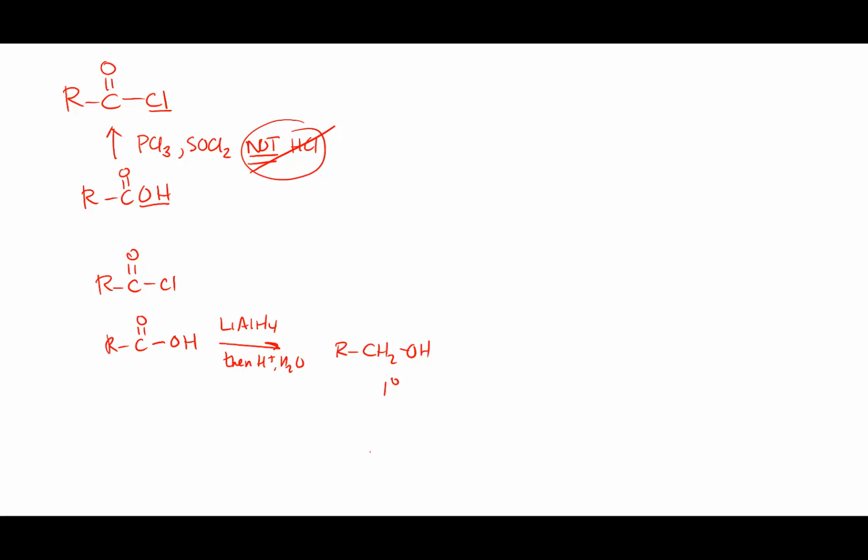On the other hand, lithium aluminum hydride and then an H plus H2O step for an acid chloride also reduces down to a primary alcohol. That mechanism I can handle. Okay, remember lithium aluminum hydride has 4 H minuses. What's the H minus going to do? It's going to come in and add to the carbonyl.